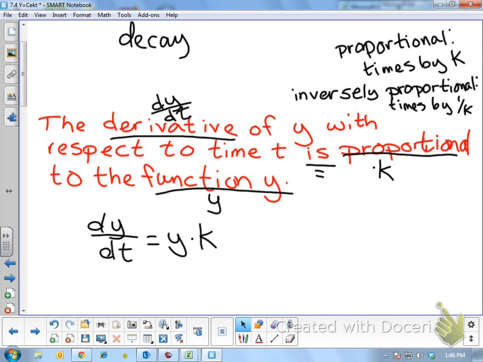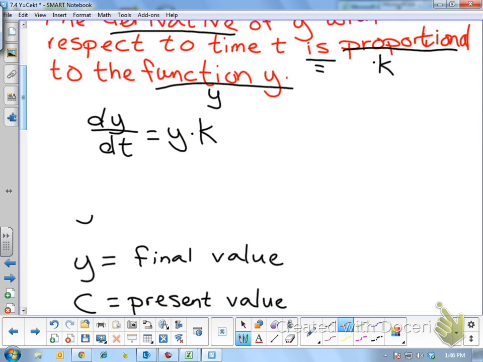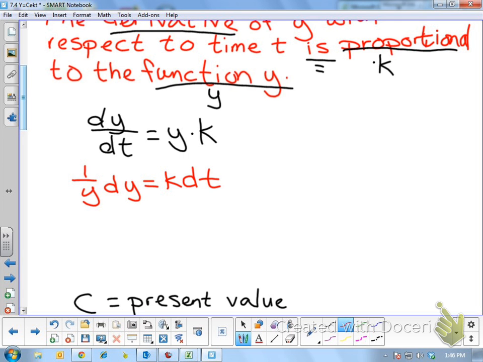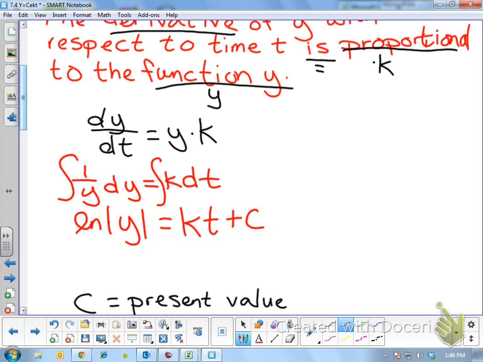Okay, so we get the y over to the other side, we got 1 over y, dy equals k dt. We integrate, we get ln of the absolute value of y equals kt plus c. And then we do need to isolate y, just like we've been practicing.